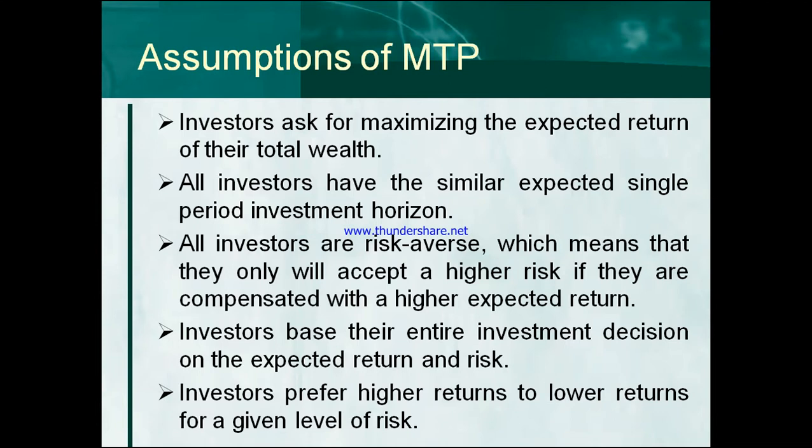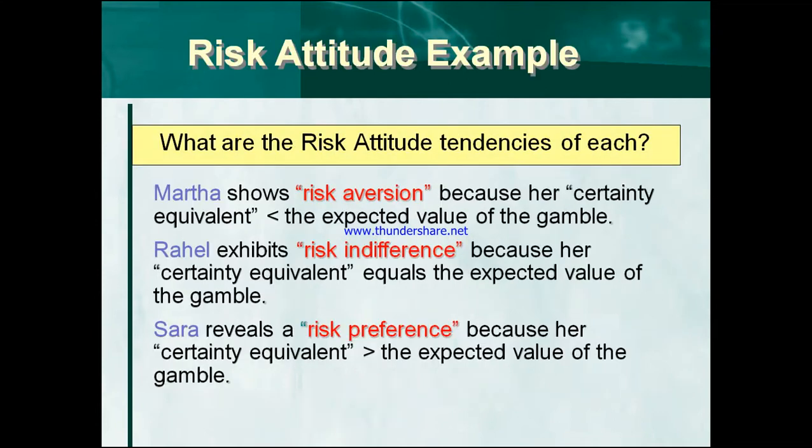This theory shows that expected return and risk have a direct or positive relationship. The investor bases their entire investment decisions on the expected return and risk. The investor prefers high returns to lower returns for the given level of risk. When investors prefer higher returns, they accept high levels of risk, whereas when investors prefer low returns, the level of risk should be low. These are the assumptions.